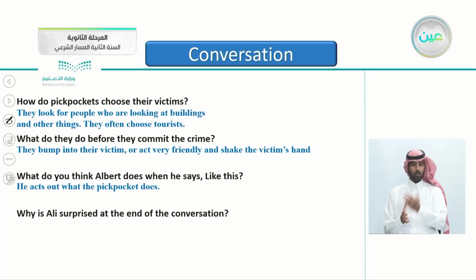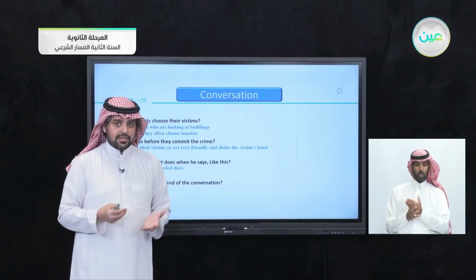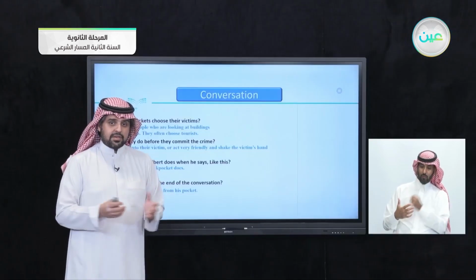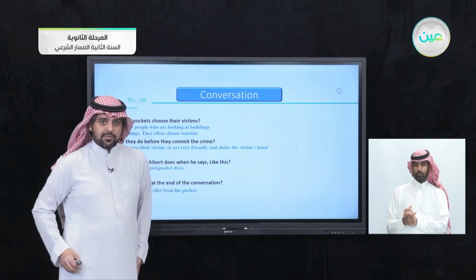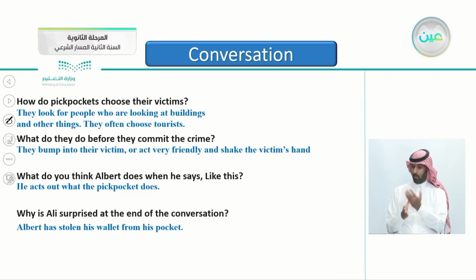Why is Ali surprised at the end of the conversation? He was surprised because of what? Yes, Albert has stolen his wallet from his pocket. So Ali was surprised that by the end of the conversation, he patted his pockets and didn't find the wallet, because Albert had stolen it from him when he bumped into him.